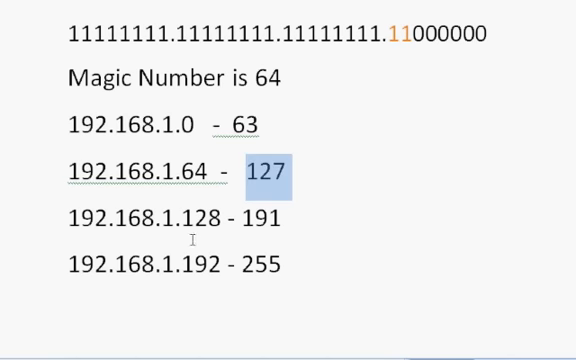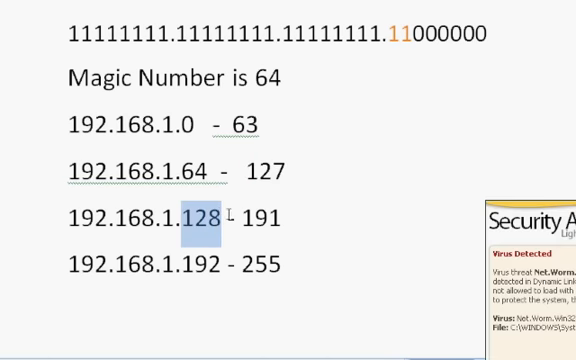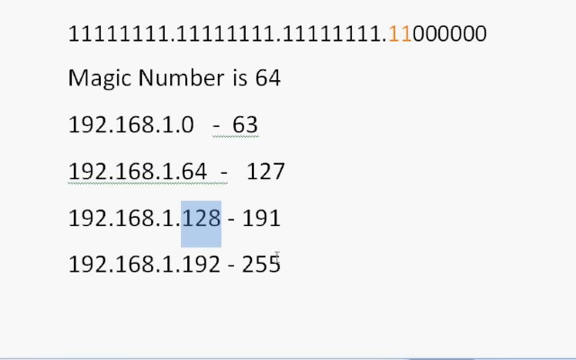The broadcast is 191. Network number 192, broadcast 255. So 55 is a host in between 0 and 63. So it is a usable host address. So I can answer that question.